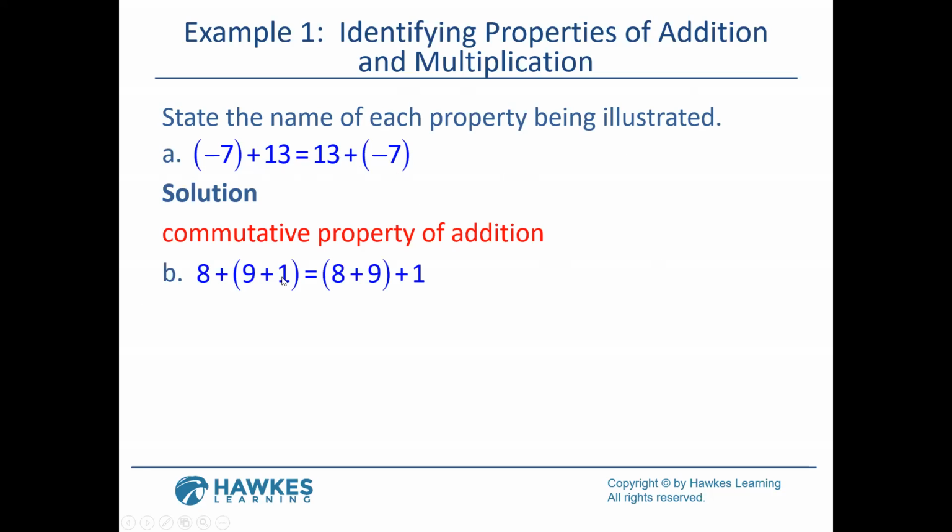Here, (8 plus 9) plus 1 equals 8 plus (9 plus 1). What do we notice? That the parentheses are in the front on the left side. They move to the back on the right side. What is that property called? Yes, the associative property of addition.